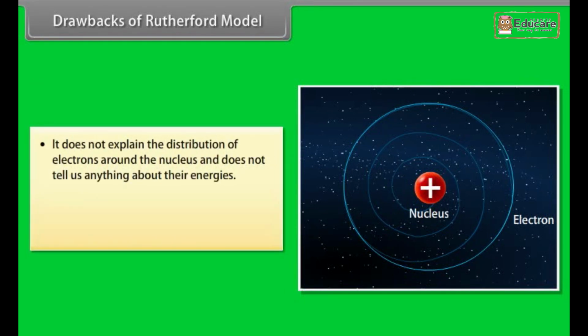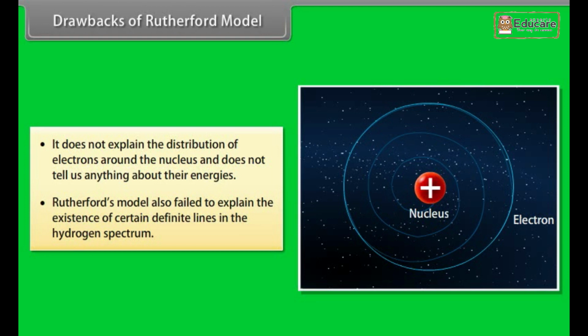Number 2. It does not explain the distribution of electrons around the nucleus and does not tell us anything about their energies. Number 3. Rutherford's model also failed to explain the existence of certain definite lines in the hydrogen spectrum. Developments leading to Bohr's model of atom.